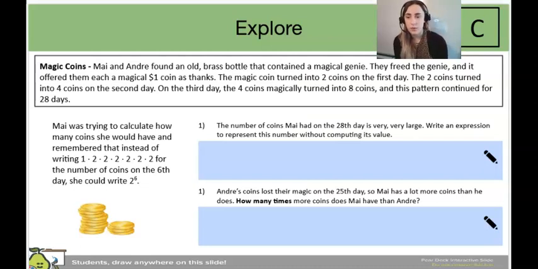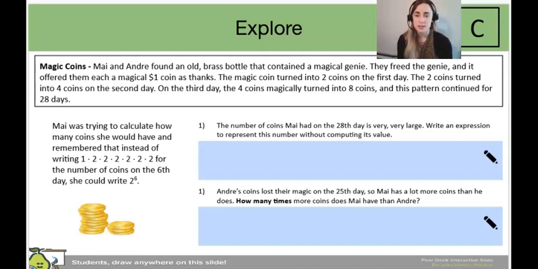Every time we work with a word problem, we want to start with the question, what is this problem about? And that applet helped us visualize what is happening in this problem. Mai and Andre found an old brass bottle, the magic genie came out, gave them a magic coin, the coin doubles each day. Now we have to think about, what is the question asking?